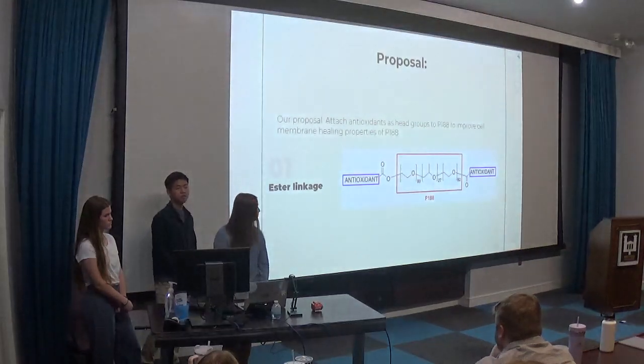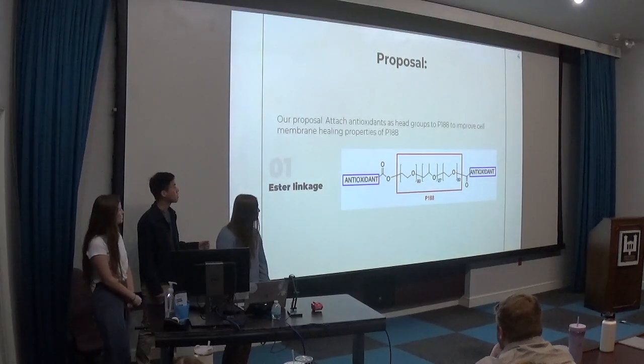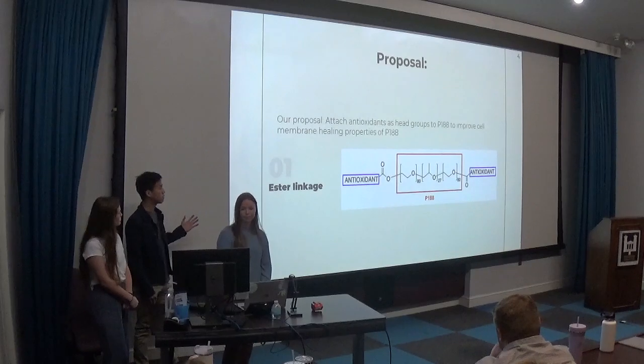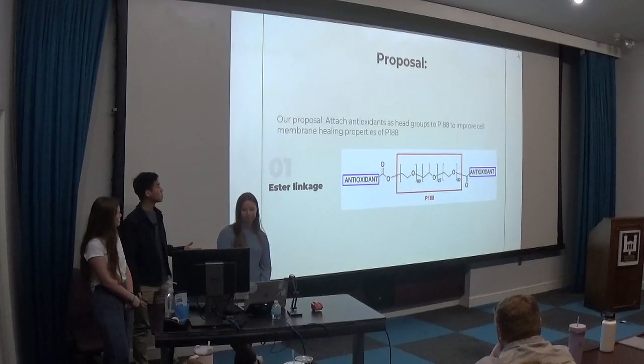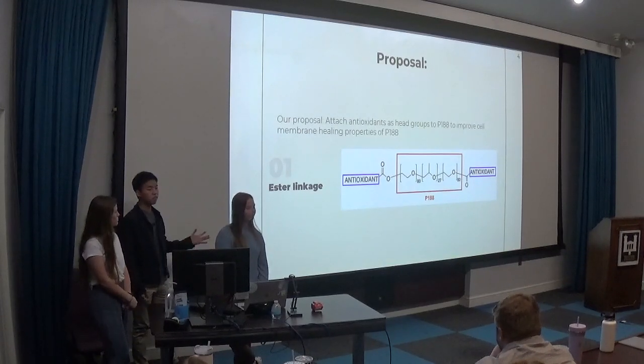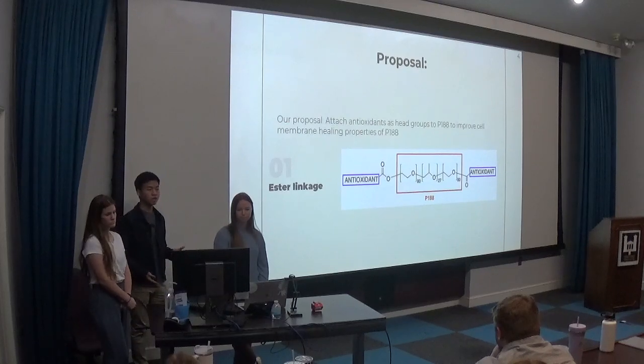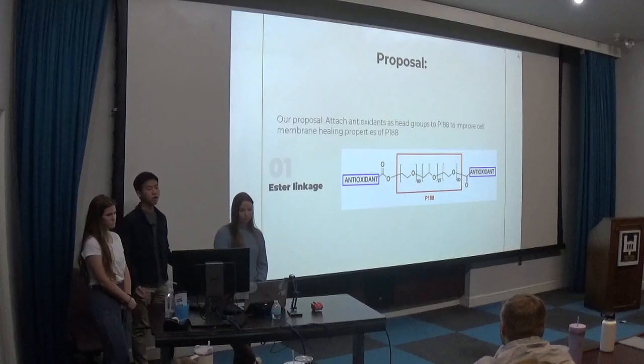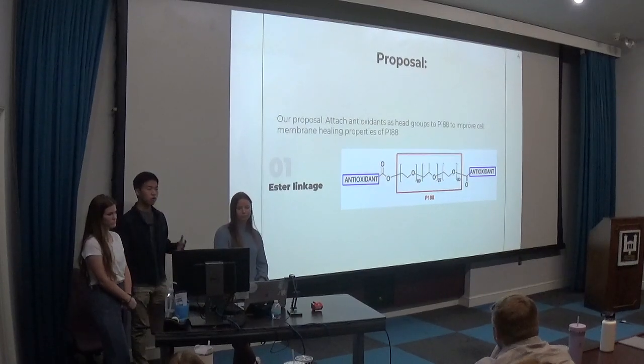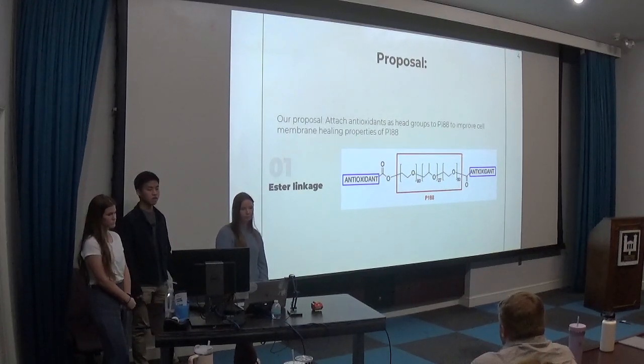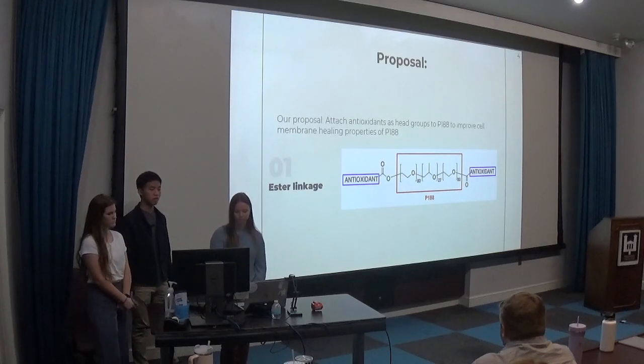So, considering that P188 can reseal membranes, and the previous discussion on antioxidants, we thought perhaps there's a way we can modify P188 so that it can not only reseal cell membranes, but also help reduce the amount of harmful reactive oxygen species out there. So our proposal was, what if we attach antioxidants as head groups to P188 to improve the cell membrane healing properties of P188?